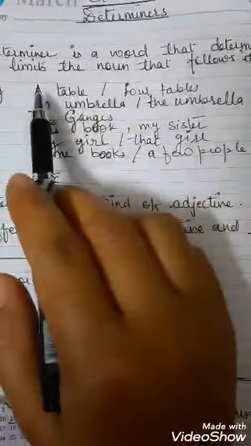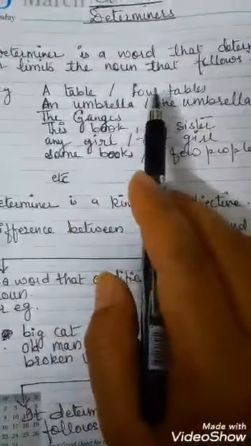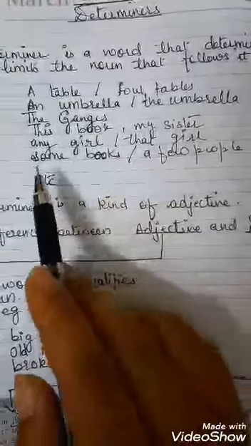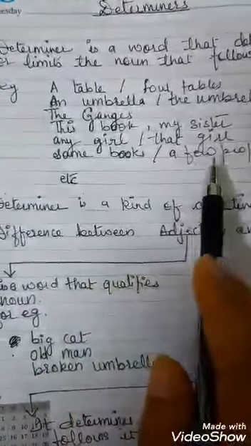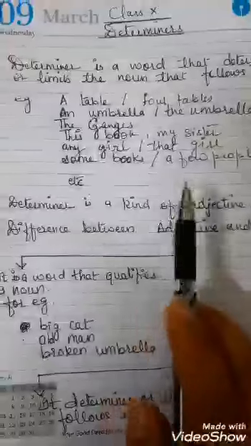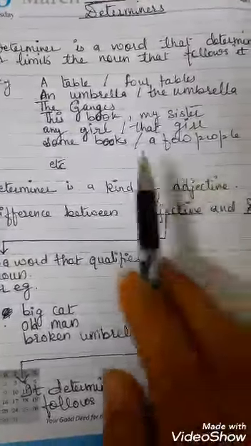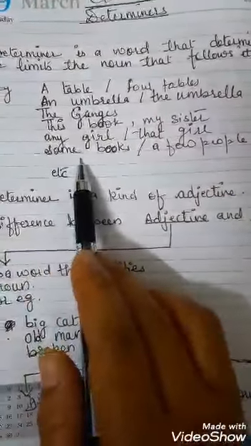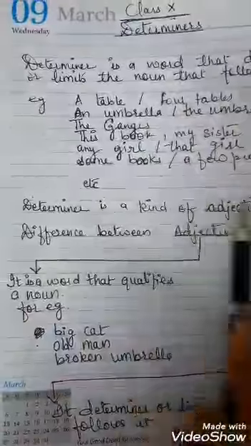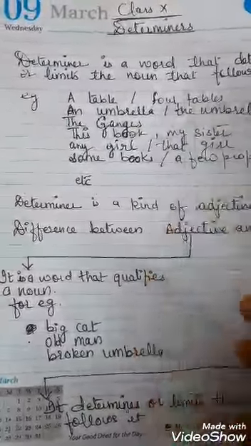For example, a table, that means single. 4 tables, more than one, that means plural form. Number is 4. So it is quantifying, telling you how many. If I say some, that means more than one. A few, more than one, right? So they specify how many things or which of the things the noun refers to. They indicate amount or quantity. Like the way I have explained, some is showing quantity, a few, quantity, 4, quantity. So they may precede numerals or adjectives.